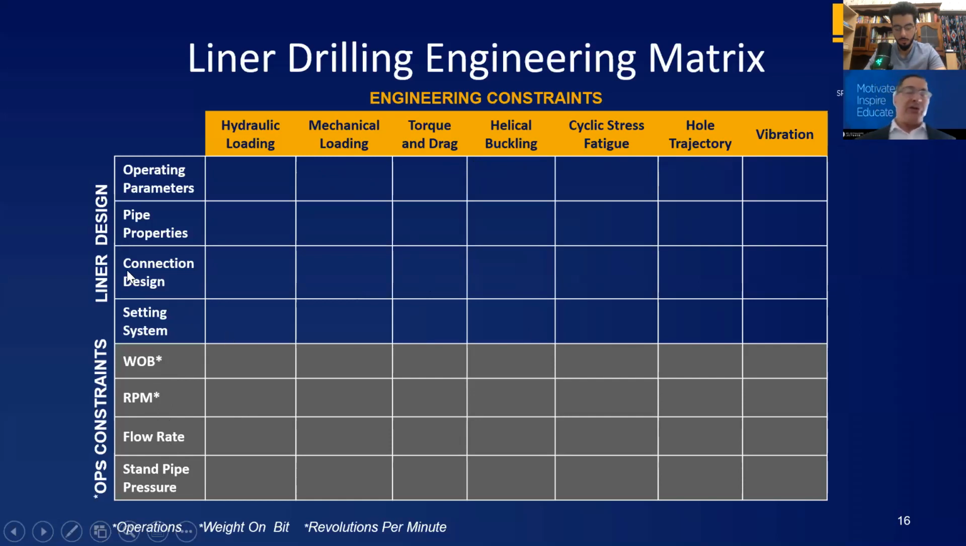Now with the liner itself, the design, the setting system, hydraulic setting system, your connection design, the pipe properties, L80, K55, Q125, etc., and your operating parameters all, again, have to fall in with these engineering constraints. So I thought this was a pretty powerful slide showing the interaction or the interfacing between design parameters and the engineering constraints you'll do in your upfront modeling.